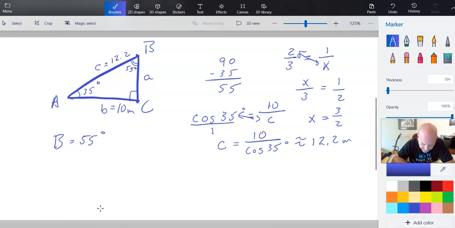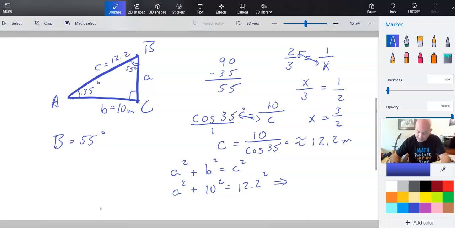So let's see here, Pythagorean theorem. That means that a squared, and that's what I'm looking for, plus b squared is equal to c squared. So let's plug that in. A squared plus 10 squared is equal to 12.2 squared, right? And if I go ahead and do the algebra on that real quick, A is equal to the square root of 12.2 squared minus 10 squared.